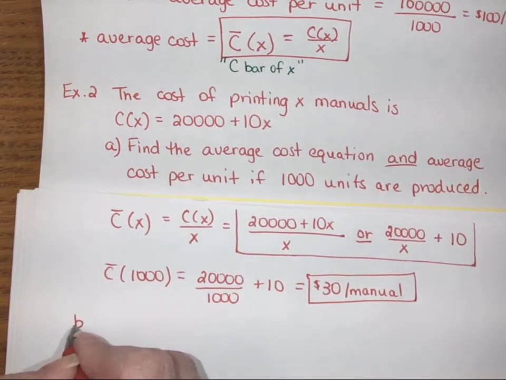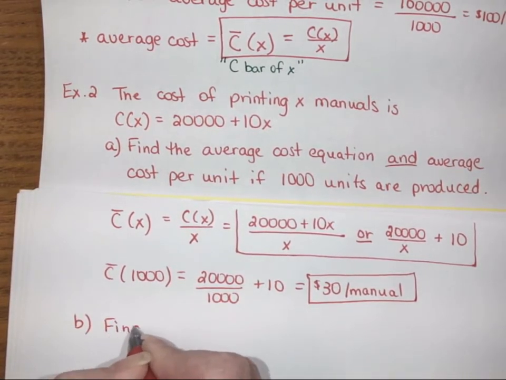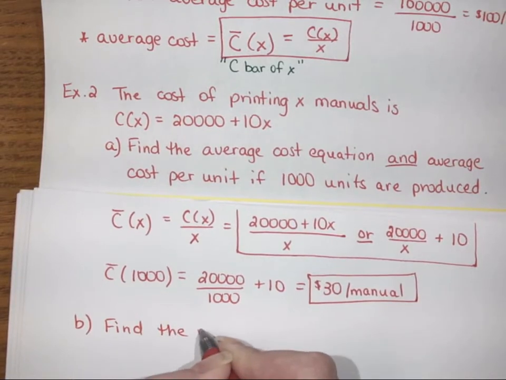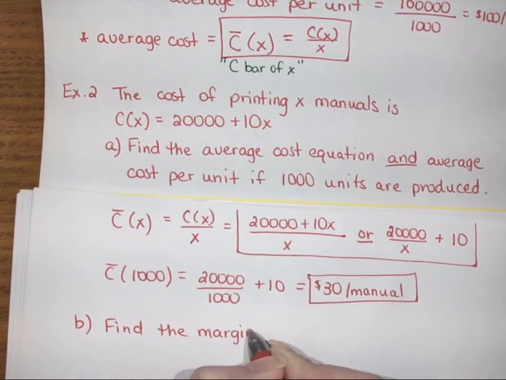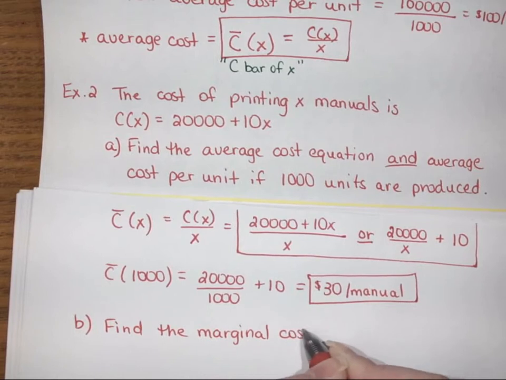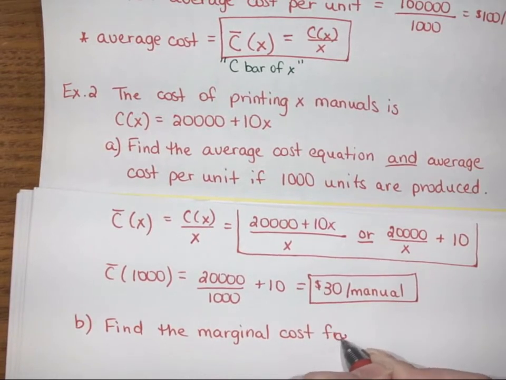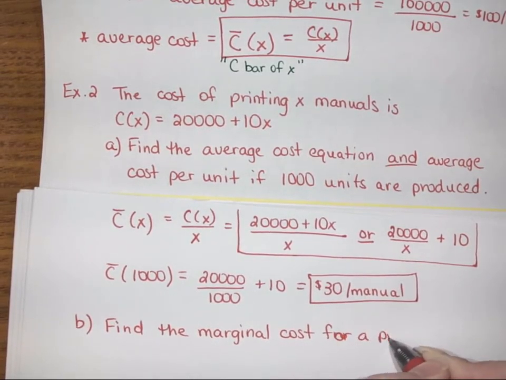Okay. What if I asked you for the marginal cost instead? So find the marginal cost for a production level of 1,000.